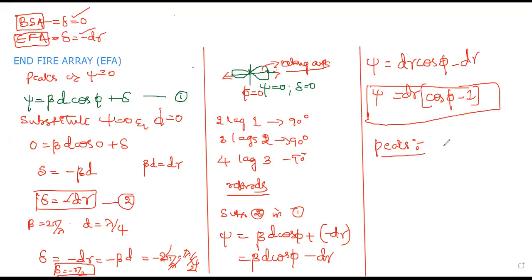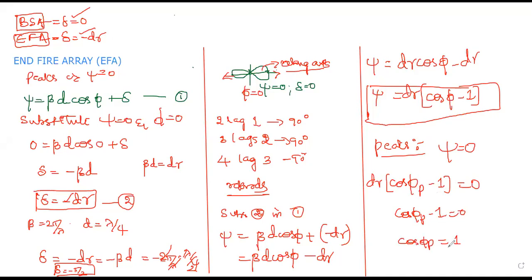0, ma'am. 0 it is. For plus or minus 1, you take for side lobes. You have to consider xi is equal to 0. So consider the general equation dr cos phi p minus 1 is equal to 0. So you'll be left with cos phi p minus 1 is equal to 0, or cos phi p is equal to 1. So phi p is equal to plus or minus cos inverse of 1.